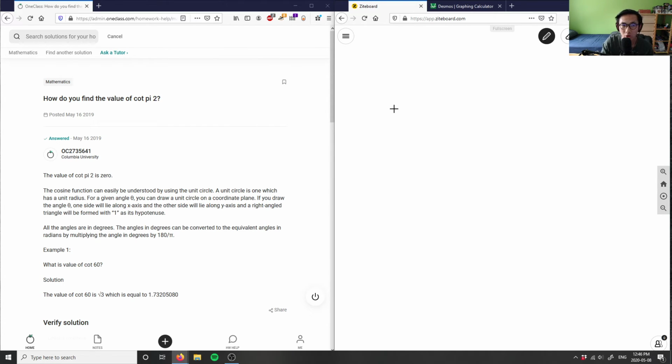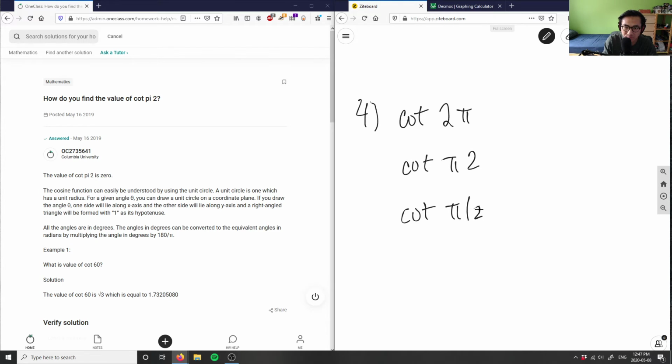How do you find the value of cotangent pi over 2? Is it pi over 2 or just pi 2? I want to say it's pi over 2 here, but let me write it down. It could be cotangent 2 pi with maybe a formatting issue, because usually you would write cotangent 2 pi and not cotangent pi 2, but they might have meant pi over 2. So let's just solve for both and see which one we get. I'm going to assume this is 2 pi, or this would be pi over 2.